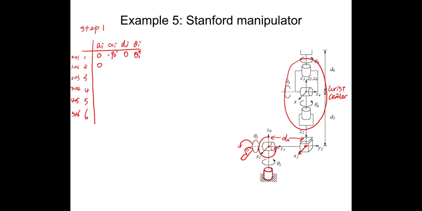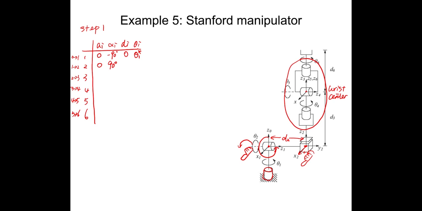And alpha_i means the rotation around the X2 axis. My thumb is pointing to X2, and this rotation is positive. Here I have my Z1, which is pointing in this direction, and this is my Z2. If we want to rotate from Z1 direction to Z2 direction, that is positive 90.